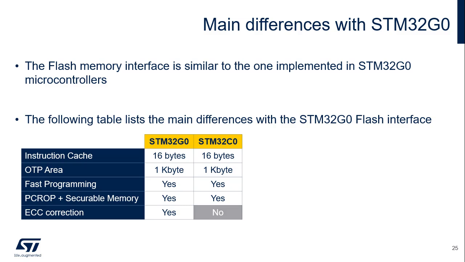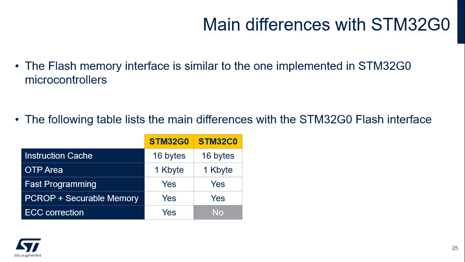The STM32C0's flash memory interface supports the same features as the flash present in the STM32G0, except that ECC protection is not implemented. The cache and prefetch buffer help decrease latency and consumption. The one-time programmable, or OTP area, is used to store non-erasable data. Fast programming allows you to program a row of 256 bytes instead of discrete 8-byte double words.